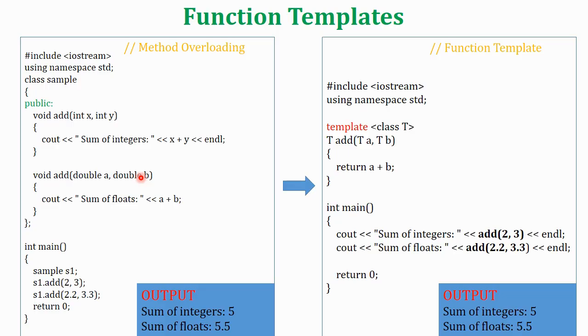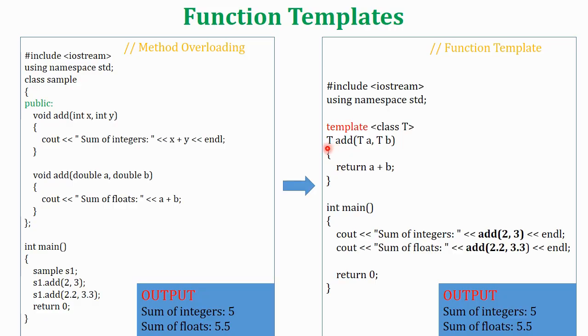The same code, we are going to reduce the number of lines using a function template. So here, include iostream, that is a library. Then here template is a keyword. Within the angle brackets we are going to mention class T. T is a generic data type.